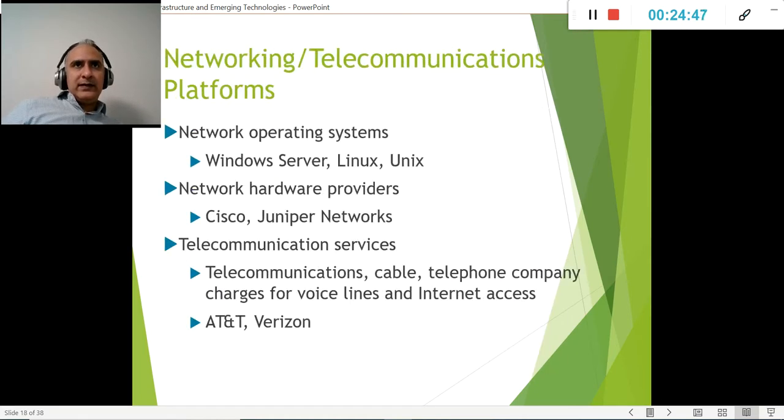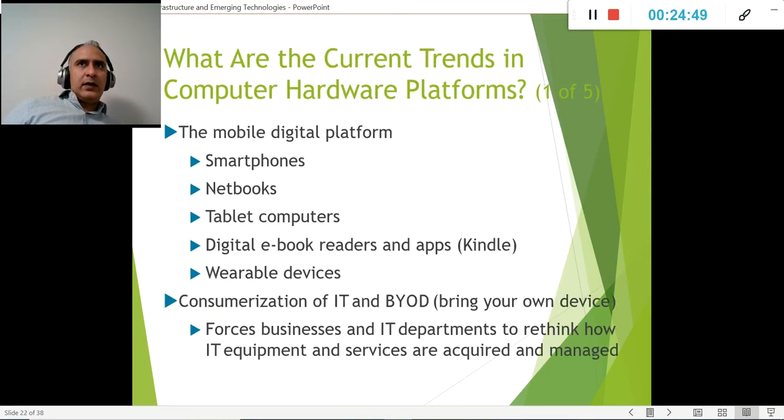We have the components, and then let's change to the next part, which is the current trends in computer hardware and platforms. So now we're talking about, first of all, the mobile digital platform. One of the first things is we are no longer tied up by physical computers that cannot move, like the PC, the personal computer. Now you have a laptop, you can bring your work in and out, right? But that already has some implications.